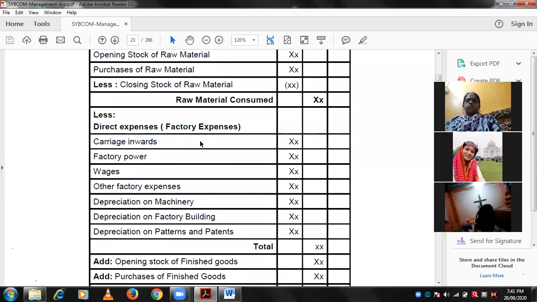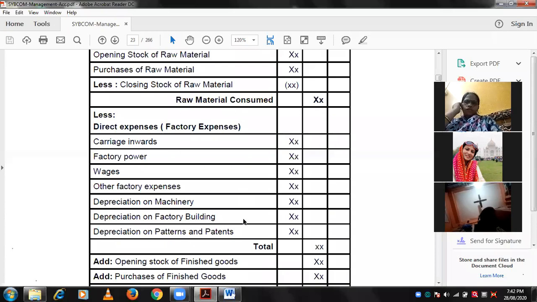Carriage inward means the freight which we pay to bring the raw material from the supplier to our godown. Factory power means the machines which we run use power, because they require more electricity. That's why it is known as power in accounting. So factory power means the electricity which we require for running the machines in a factory. Then the wages which we pay to the laborers.